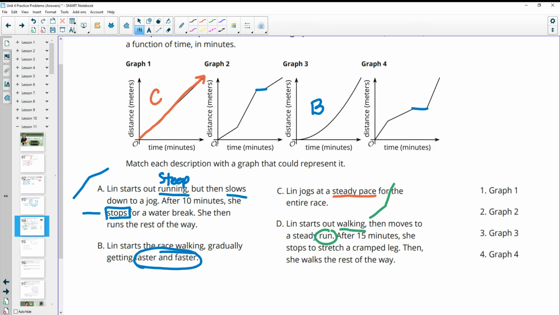So when we compare graph 2 and 4, the ones we have left, graph 2 starts out slower, then gets faster. So this one's going to be like a jog to a run, where this one is starting out fast and then is slowing down. So starting out fast and slowing down was A. Starting out slow and then getting faster was D.